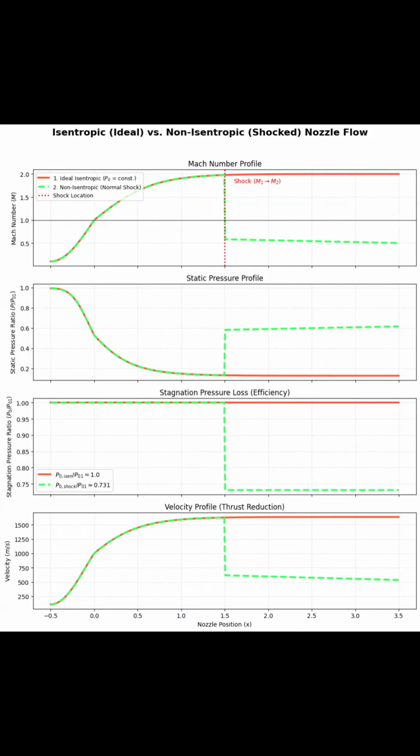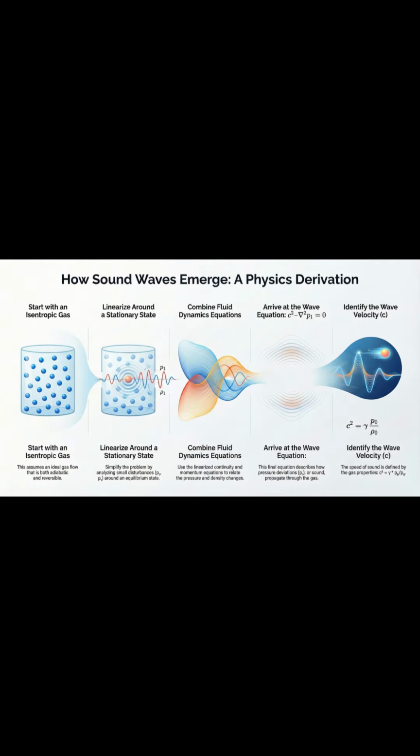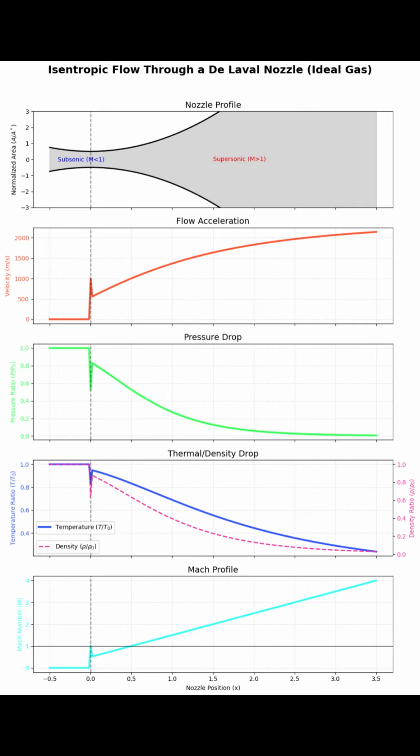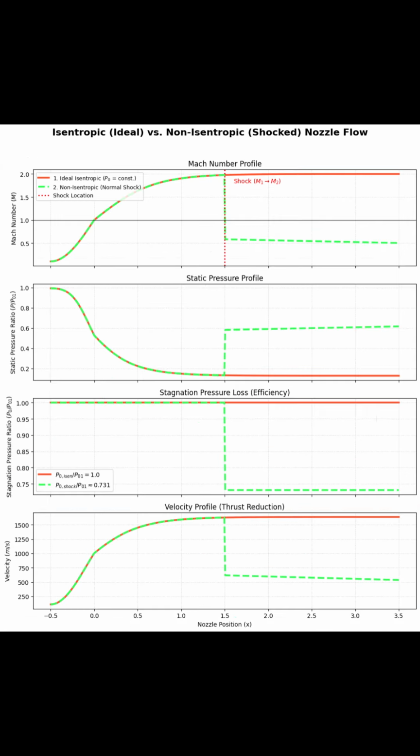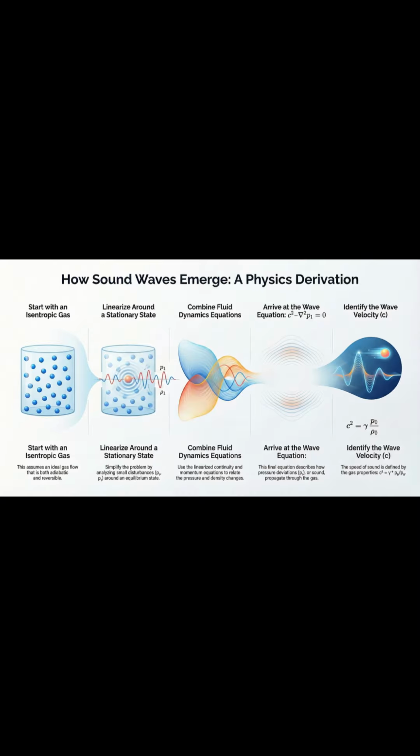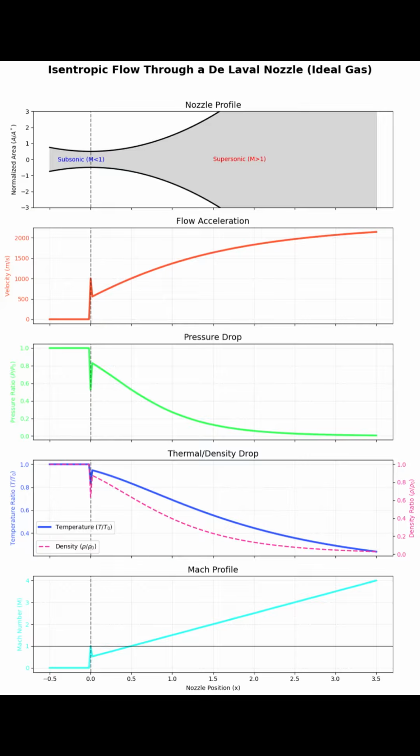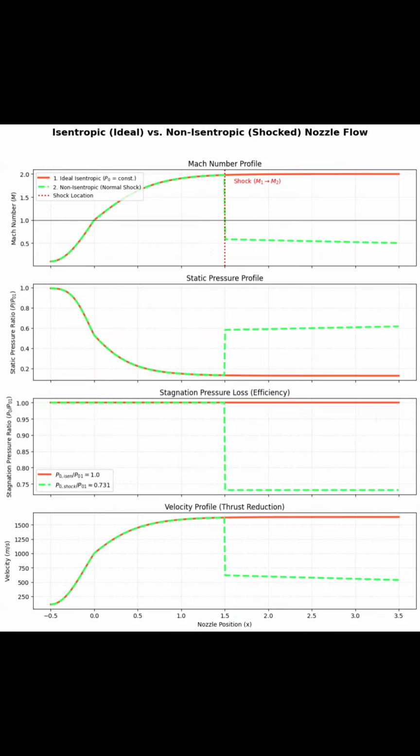But in the real world, things like a normal shockwave can happen, and bam, that stagnation pressure drops instantly. This loss is the definitive metric for inefficiency. It's a catastrophic loss of energy, and engine performance just tanks. So isentropic flow sets the theoretical maximum for things like sound speed and thrust, while stagnation pressure loss precisely measures how far real-world systems fall short of that ideal.